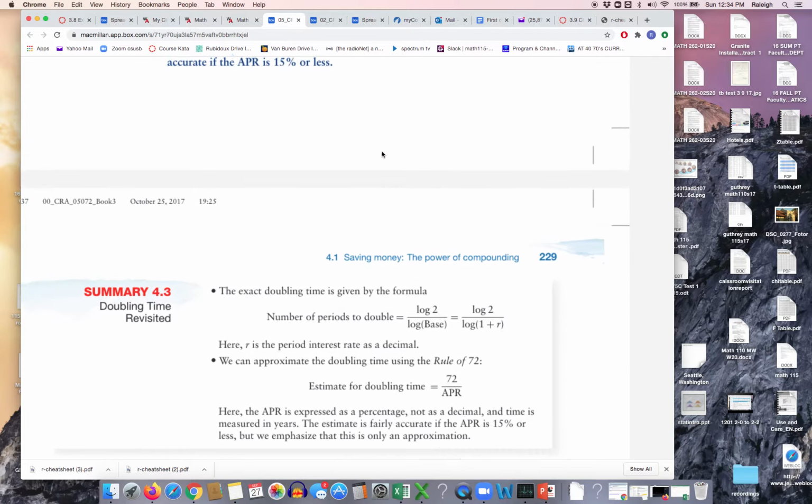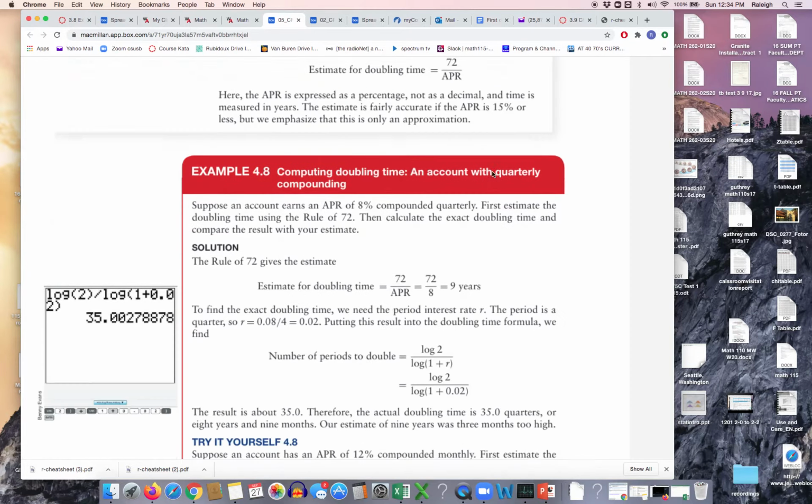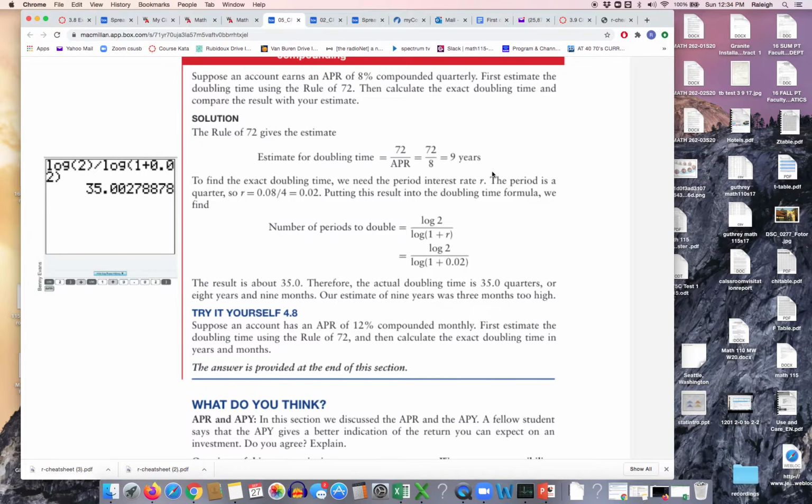Yeah, that's very likely. And we also have the exact doubling time involving log of 2, a constant number, about 0.3 as I remember, and then 1 plus r. Type all that in. Show some steps. That way I can see what you might have done wrong, and we'll decide whether you can submit that in an email via PDF or just type that into Blackboard.